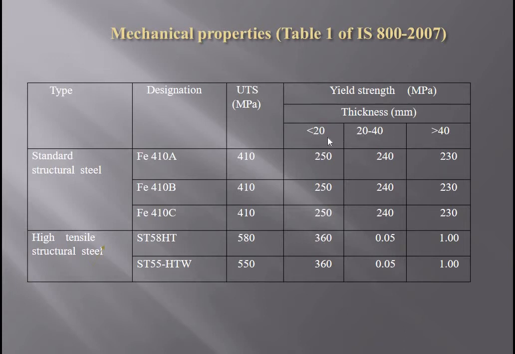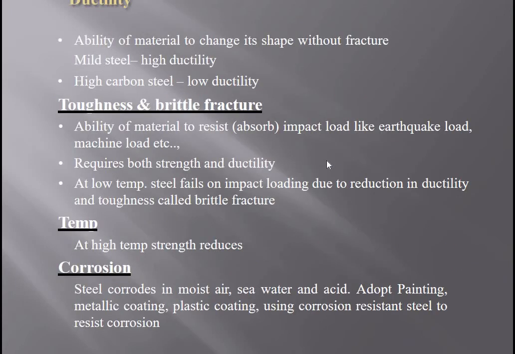Again, it depends upon the thickness. But normally in our sections the thickness is less than 20, so we generally take 250 as the yield stress. Then ductility: the ability of a material to change its shape without fracture. That we call ductility, meaning the material can be drawn into wires. Mild steel is a highly ductile material because its carbon percentage is less, whereas for high strength steel or high carbon steel, ductility is low. As carbon percentage increases, ductility decreases and strain decreases.